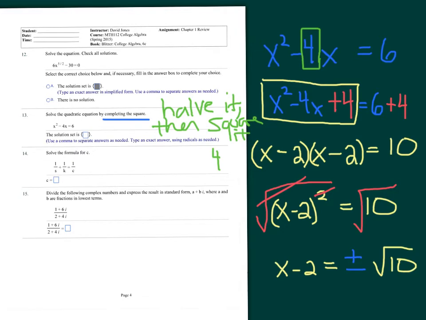Okay, from there, we got to go a little bit further because we need to get the x by itself, so we're going to add 2 to both sides. So we'll end up with x equals 2 plus or minus the square root of 10.